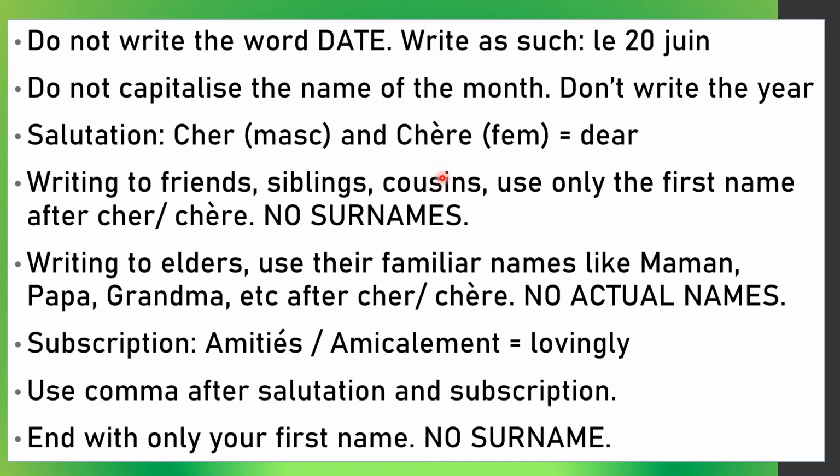Now, there are 2 kinds of informal postcards that you're writing. One is when you're writing to people who are of your age. One is when you're writing to your elders. So how do you approach this situation? When you're writing to friends, siblings, cousins, that is when you're writing to people of your age, your peers, use only the first name. So when you're writing to your peers, do not use their surnames. Write only their first names.